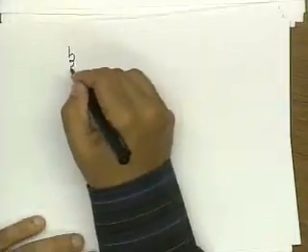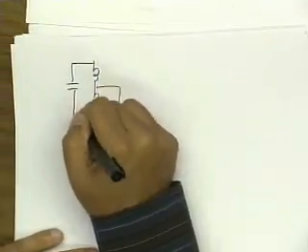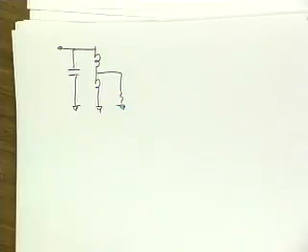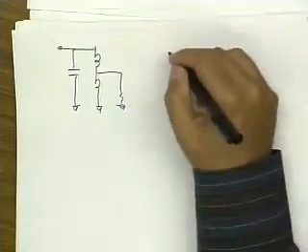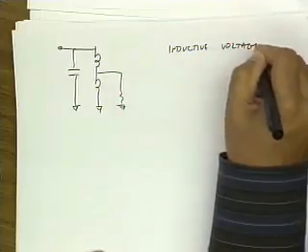Now I can do the same thing with inductors. I can have an inductive divider and then use a capacitor to tune out the inductive part. Same basic idea. So this is called an inductive voltage divider.